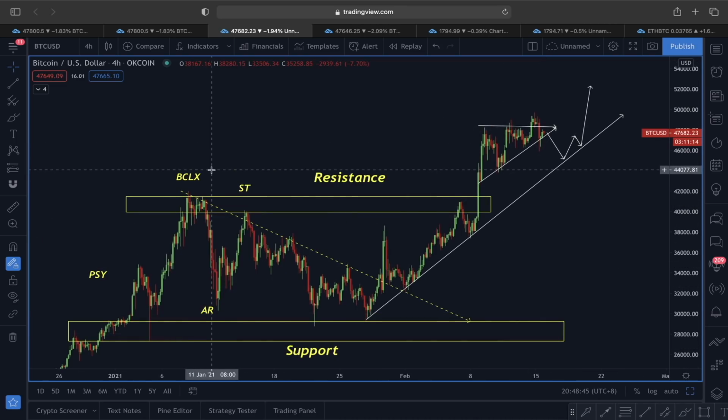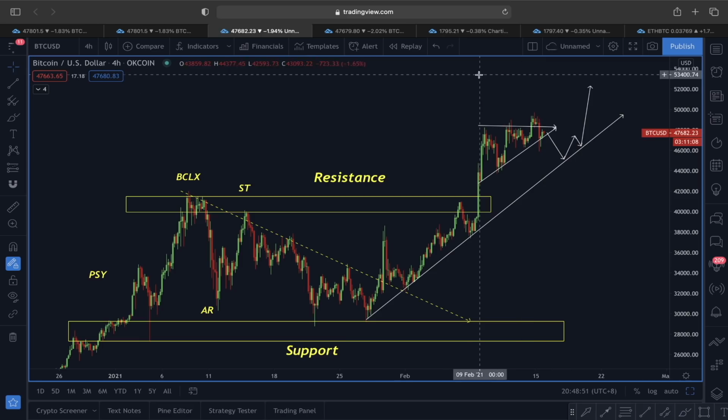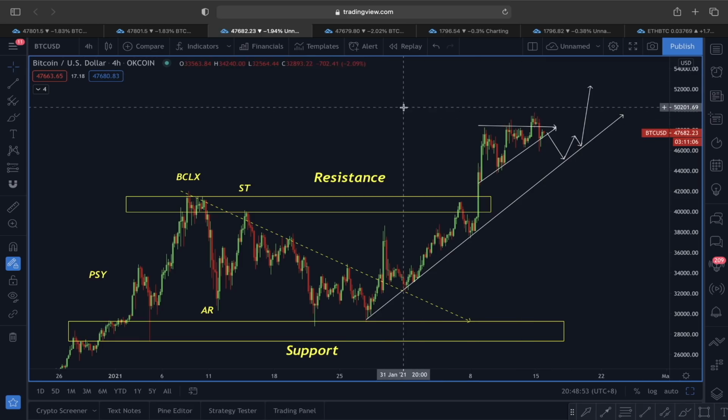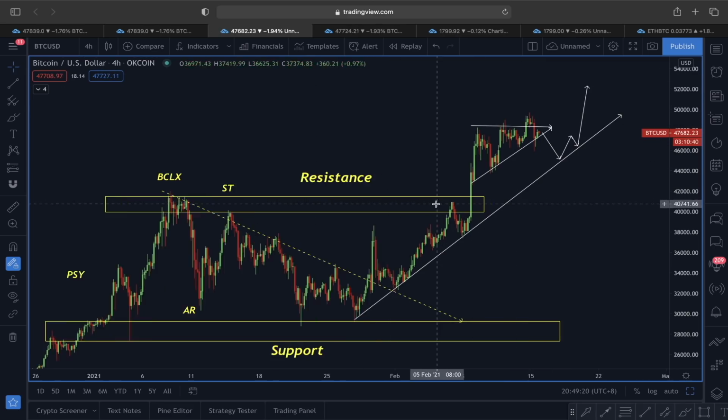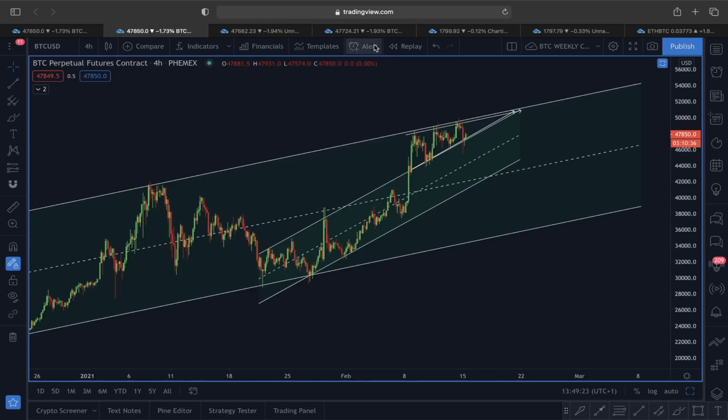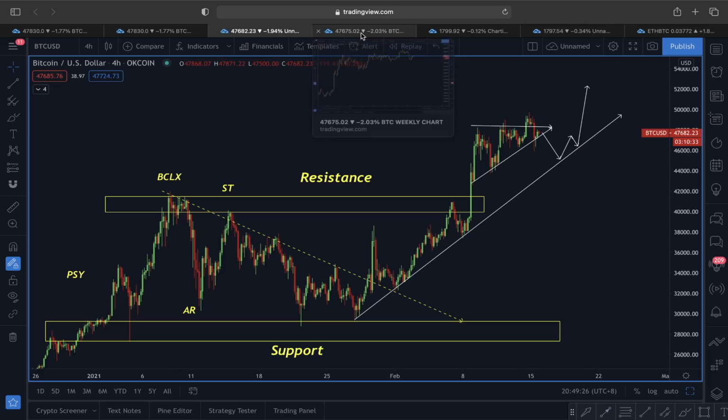So these are some of the simple price structures that could be playing out right now looking at the price action of Bitcoin. Now let's also have a quick look at Ethereum price action. And before I switch into the Ether chart, I just want to give you a better explanation of this rising wedge type of scenario here, okay? So that it's easy for you guys to understand.